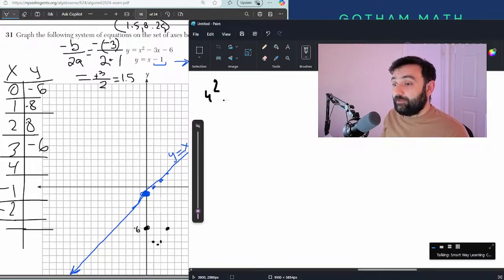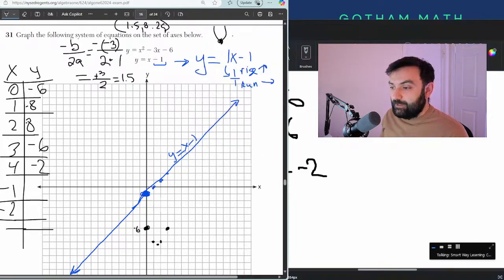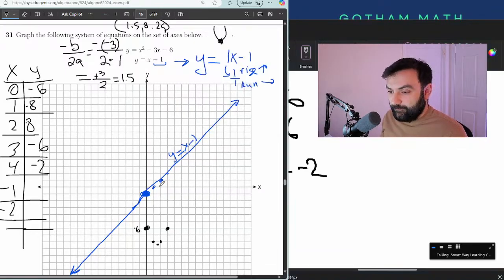So 4 squared minus 3 times 4 minus 6 is going to be 16 minus 12 minus 6, which is 4 minus 6, which is negative 2. So it's going to be 4, negative 2. So it means that negative 1 will also have negative 2. And look at this. We already have our first intersection point. And then the other intersection will probably be somewhere like up there. Oh my god, that's so bad.